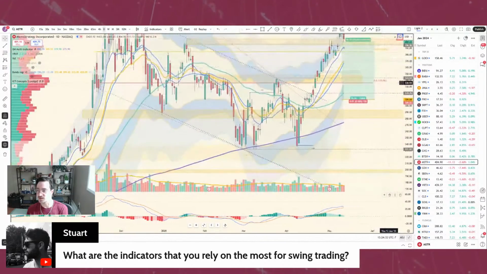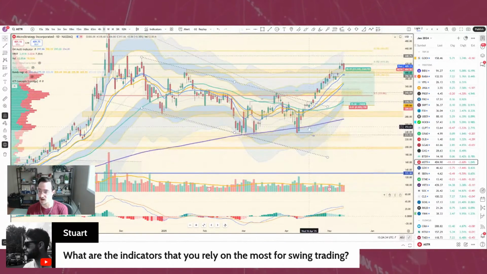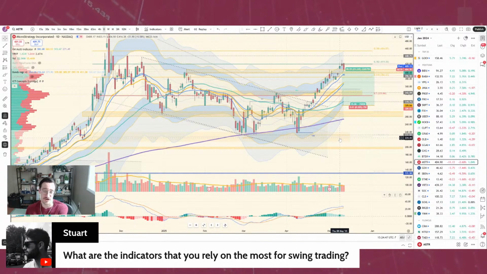So MicroStrategy has been a huge winner for me, and I bought because I didn't catch the bottom here. I didn't put an alert here and buy here. I wish I did, but I saw that it double bottomed off of this 200-day. And so then I got in right up here. And so just in general, these swing trades, it's super important to have these high time frame moving averages.